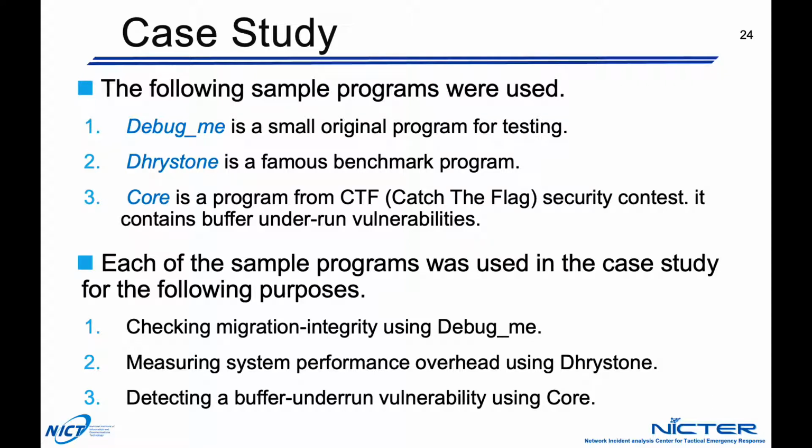We used each sample program in the case study for the following purpose. DebugMe was for checking migration integrity of NEMIANA. Dhrystone was for measuring system performance overhead caused by NEMIANA. Core was for checking if NEMIANA helped developers detect a buffer underrun vulnerability.